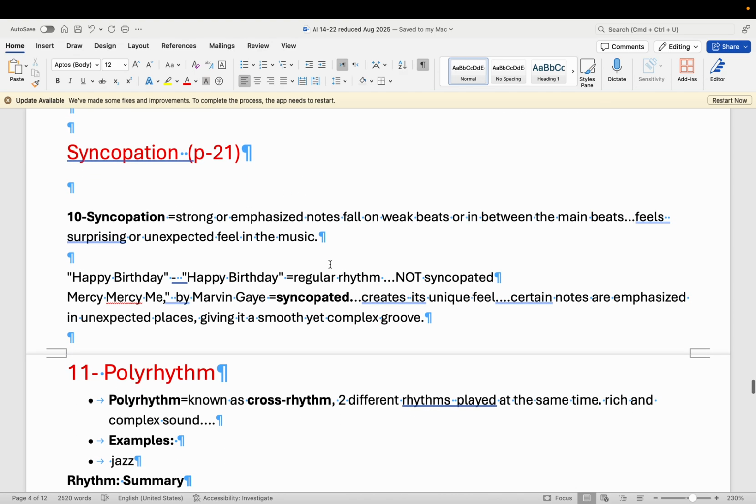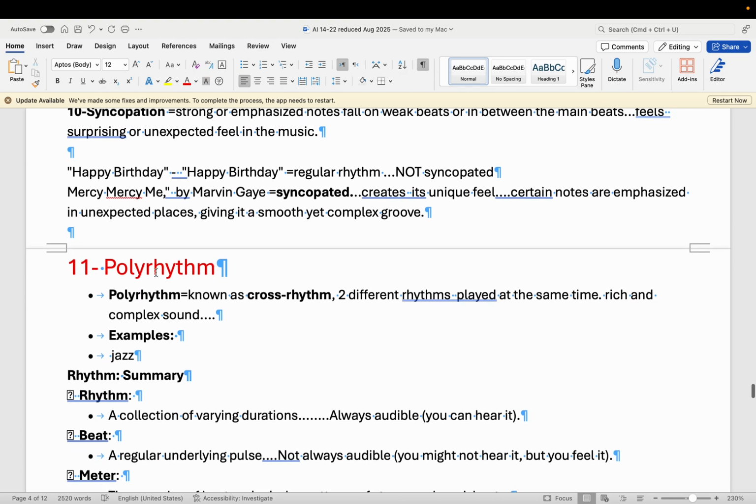Syncopation, read about that. That's pretty straightforward. Poly means more, rhythm is rhythm. Polyrhythm is when a song has more than one rhythm.